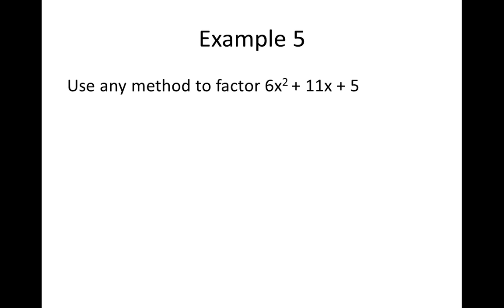All right. So factor by grouping. 6 times 5 is 30. And ooh, I solved this one real quick. 5 and 6. So 5 times 6 is 30. 5 plus 6 is 11. 6x squared plus 6x plus 5x plus 5.